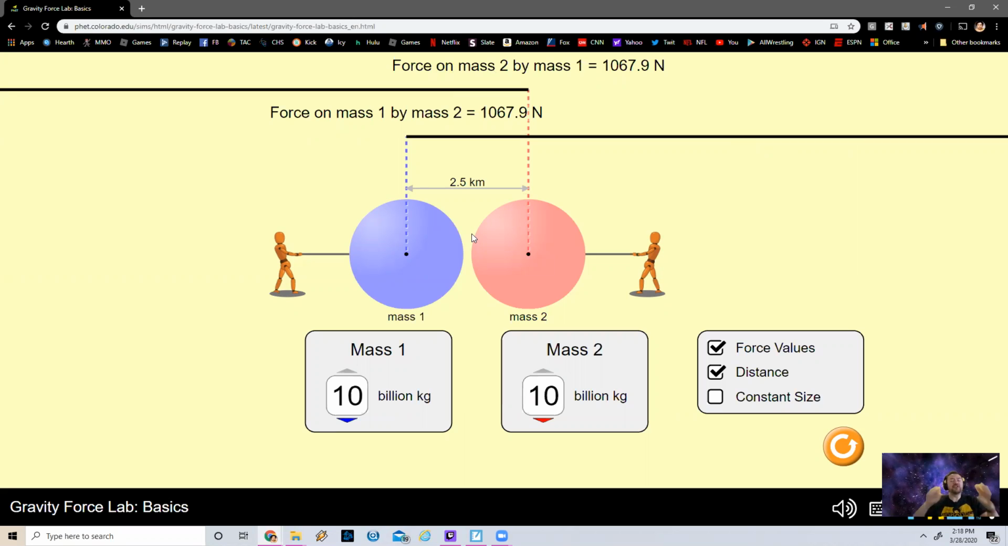April 1st, 2020. This is day 3 of our physics lessons, and I'm going to start off with what I left off with yesterday's video, which was an animation where these two massive objects are really, really close together, and I tasked you with trying to figure out what would happen to the force between these two objects if we decrease the mass to 5 billion kilograms apiece.